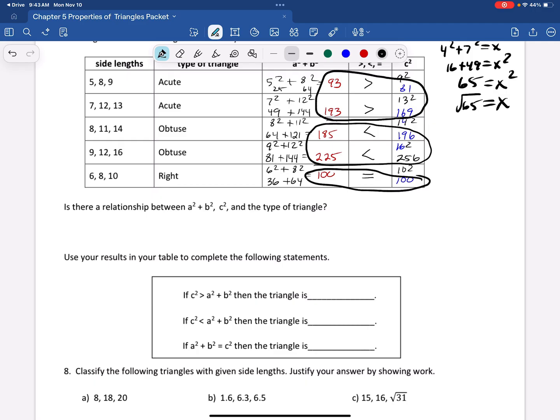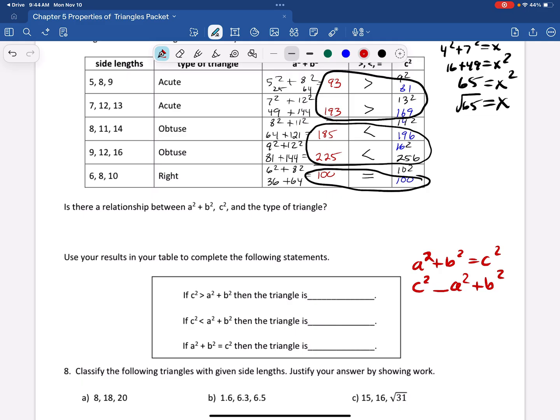Now what I want to do is take these and look at it in the opposite direction than normal. Instead of looking at the Pythagorean theorem this way, a squared plus b squared equals c squared, I want you to turn it around and have c squared, and compare that to a squared plus b squared.